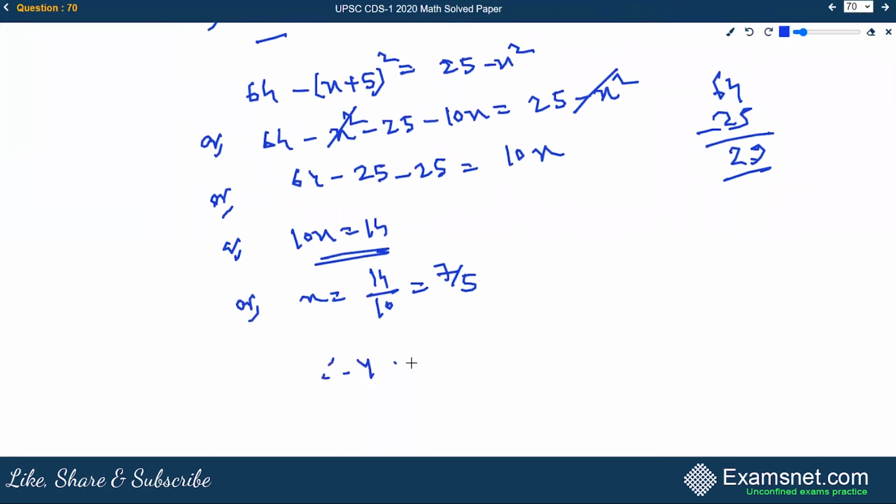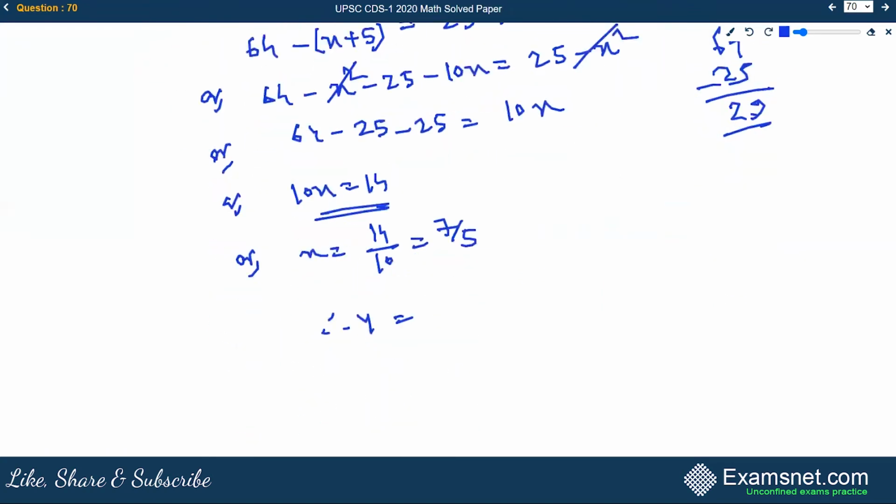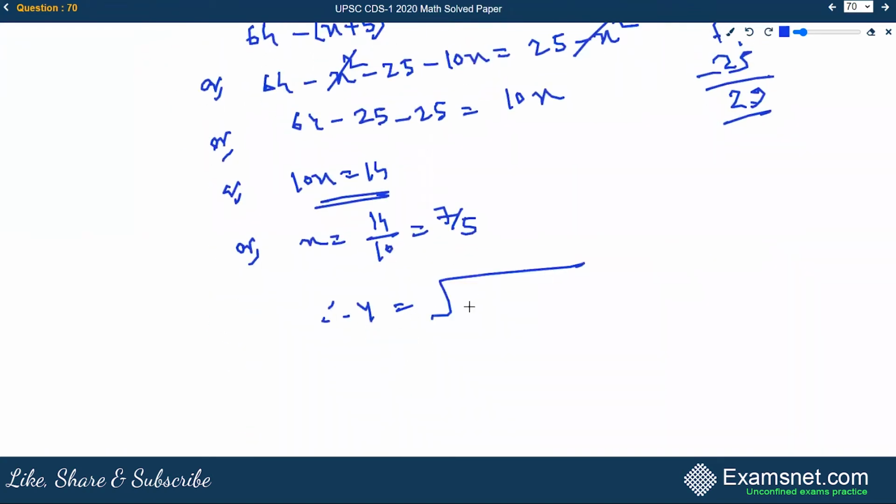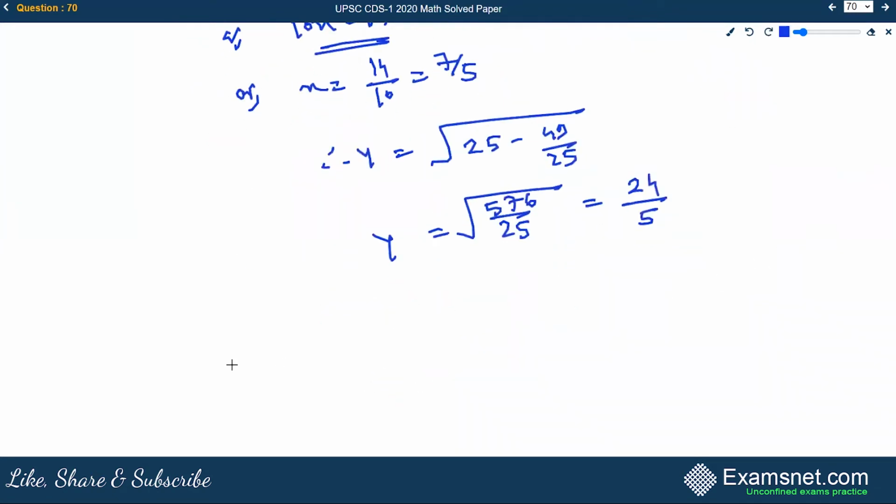Therefore, y, we know y square is 25 minus x square. So that is 25 minus 49 by 25. That would result in 576 by 25. That is 24 by 5. The value for y is 24 by 5.